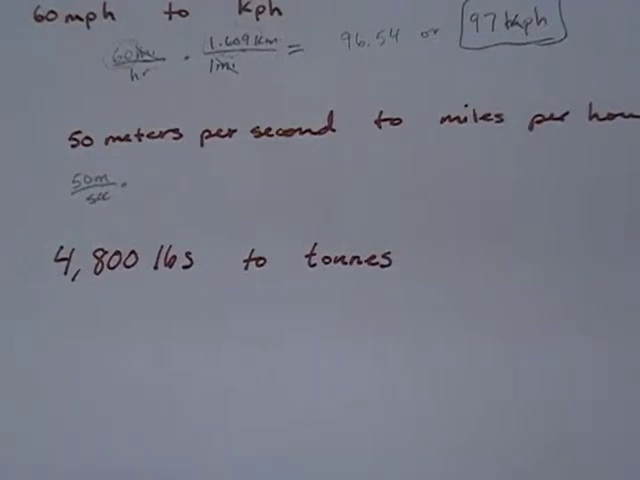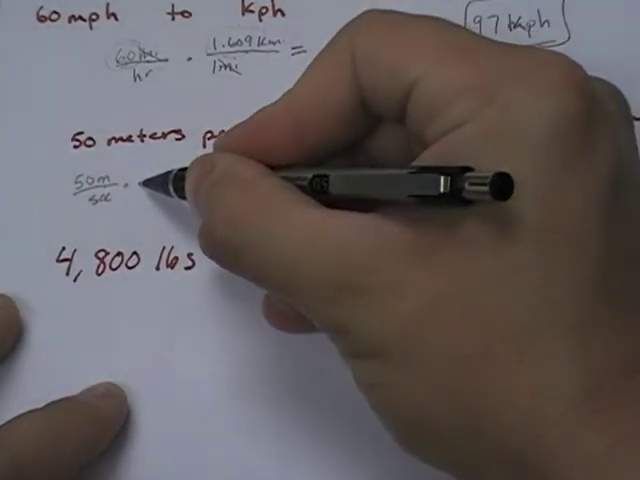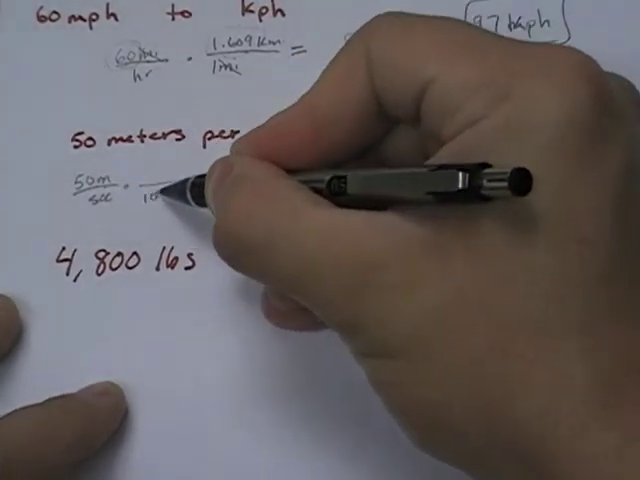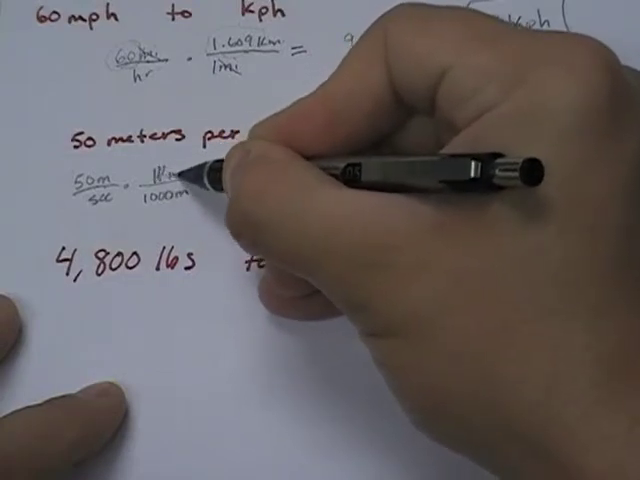You could look this up and do it in one step. I want to show you what happens when I was in school, I didn't get to go look things up. You just had to know it. So here goes. What do I know? I know that there are 1,000 meters in 1 kilometer.